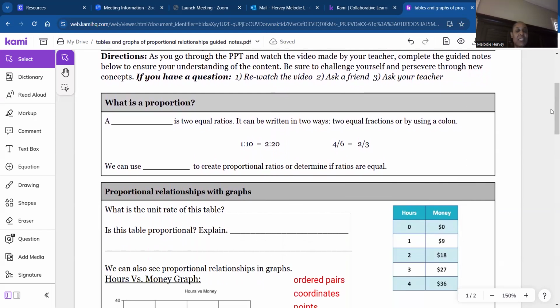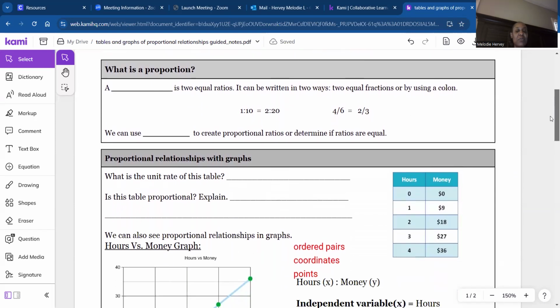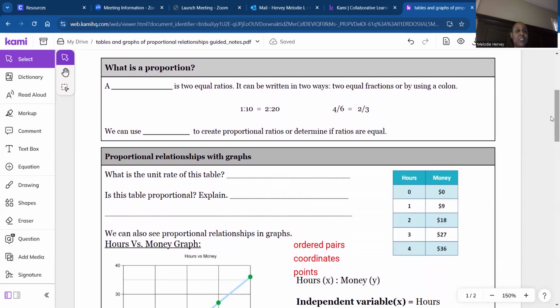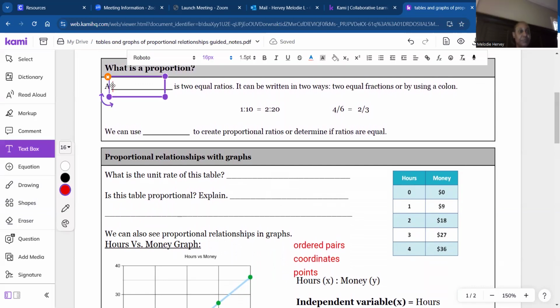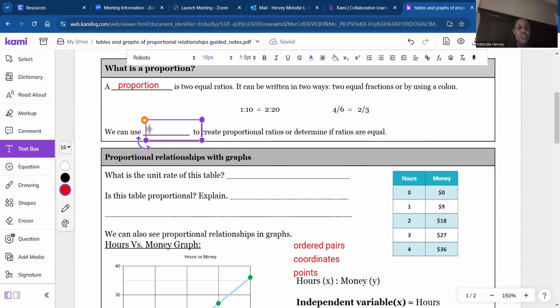So we are continuing our lesson on proportional relationships, and specifically we'll be looking at tables, and then our main focus is proportional relationships and graphs. All right, so what is a proportion? A proportion is two equal ratios. It can be written in two ways. You can write it as two equal fractions or by using a colon. We can use ratios to create proportional ratios or determine if ratios are equal.